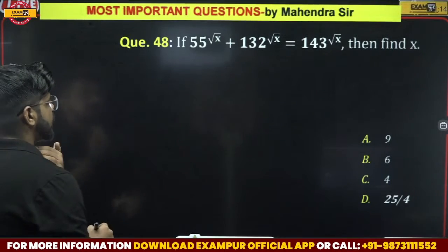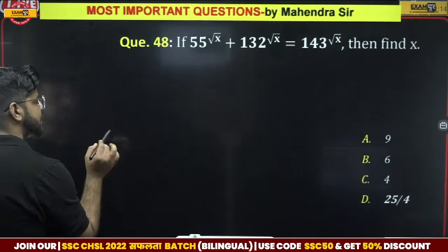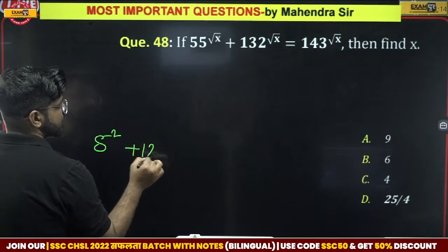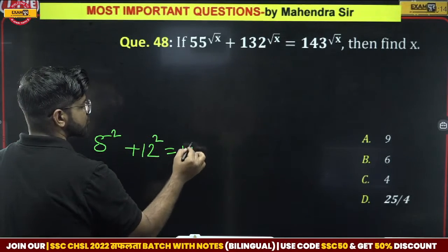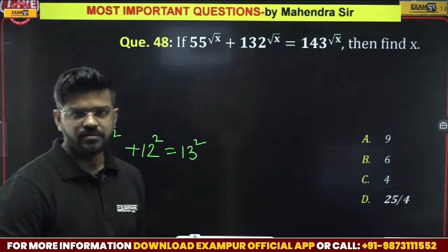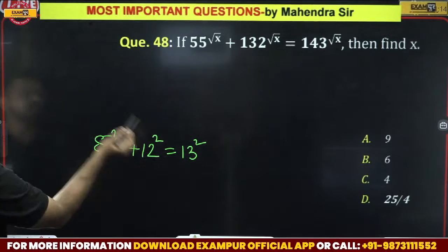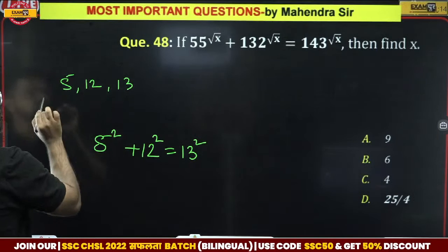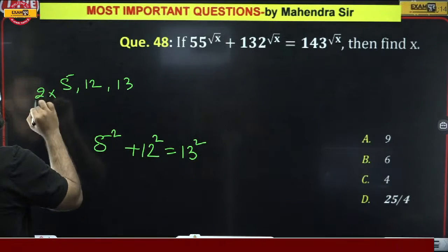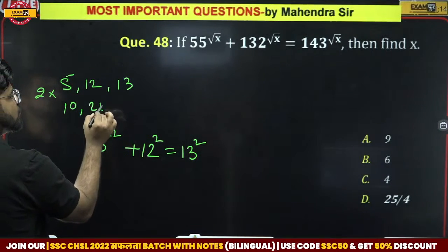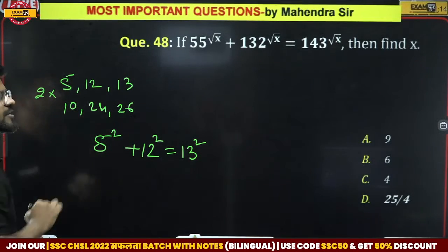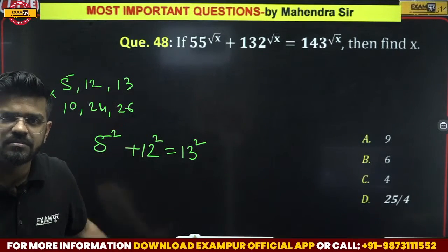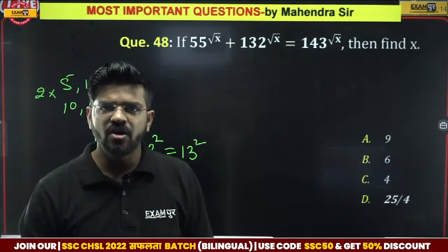Now, if you know that there is a triplet, 5 square plus 12 square is equal to 13 square, yes or no? So we can say that 5, 12 and 13 is a triplet, and also double of it, means 10, 24 and 26, is also a triplet. This will also satisfy the Pythagoras theorem.